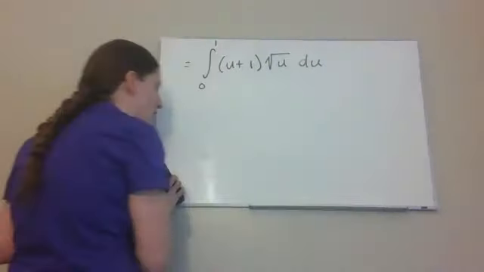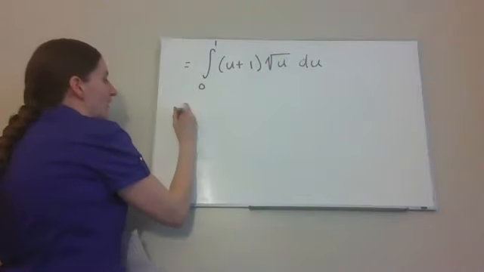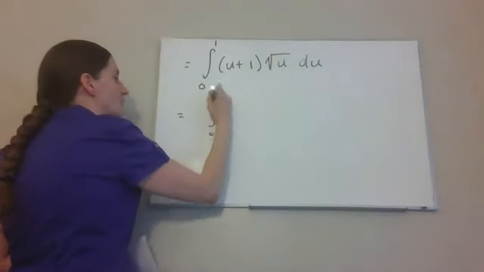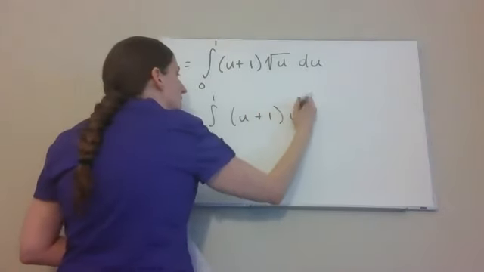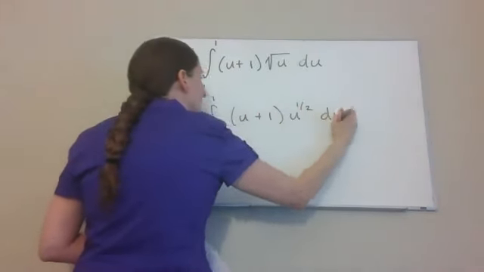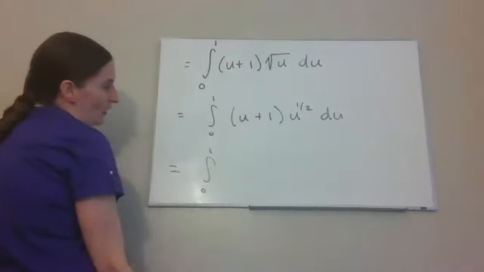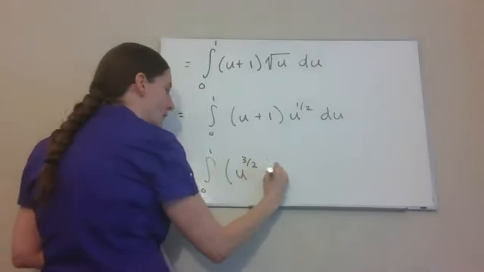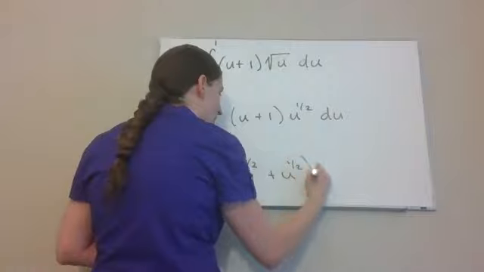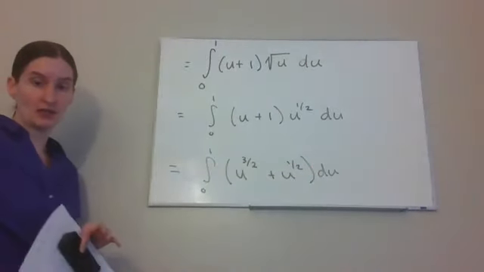Remember that square root of u is the same thing as u to the 1/2 power. So I'm going to write it as a 1/2 power, and then I'm going to distribute before I integrate. So if I distribute that u to the 1/2, I have an integral from 0 to 1, u to the 3/2 plus u to the 1/2 du. And now I'm ready to find my antiderivative.